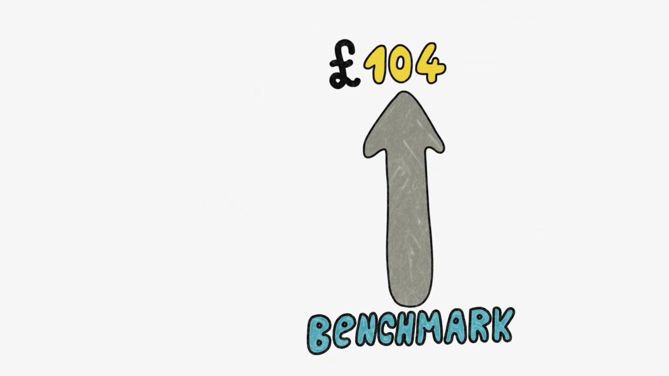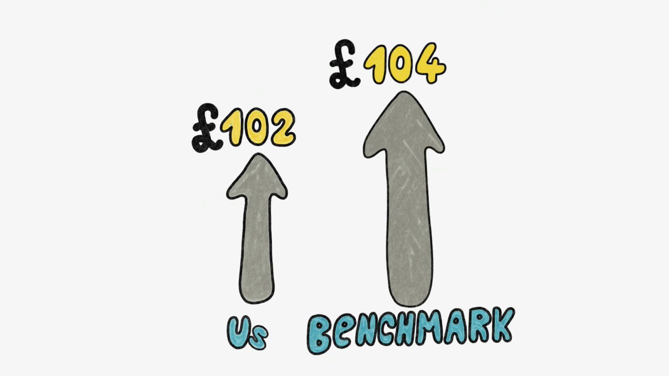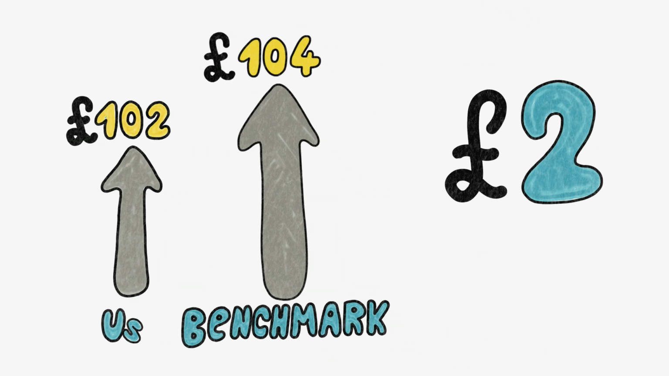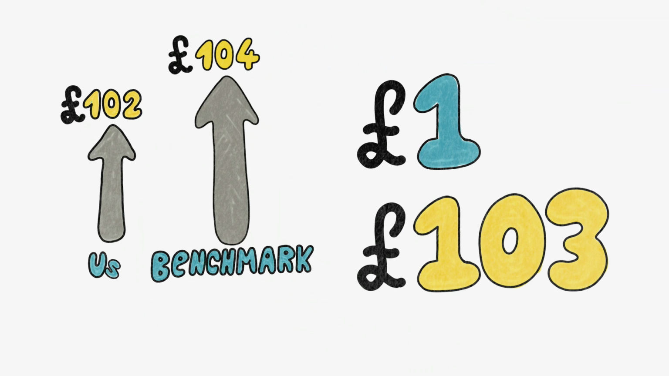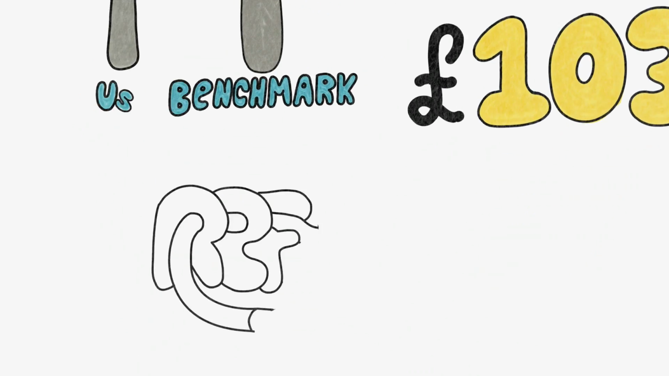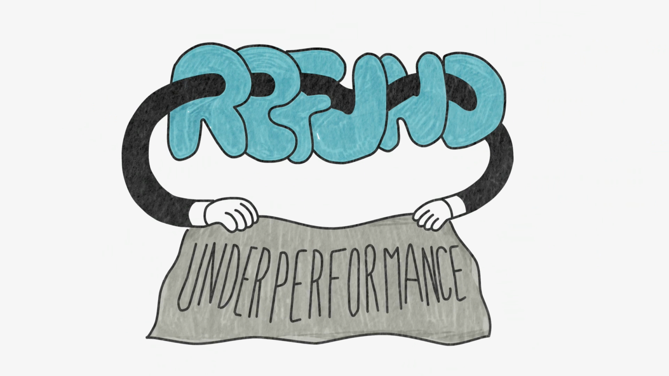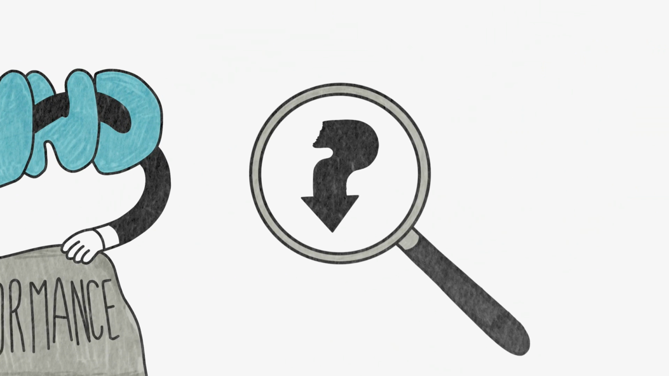Imagine the benchmark grew by £4, but your £100 investment only grew to £102. We're £2 behind the benchmark. Half of that underperformance is £1, so your investment is worth £103 for the day. Our way of refunding underperformance is unique. Let's look at it in more detail.